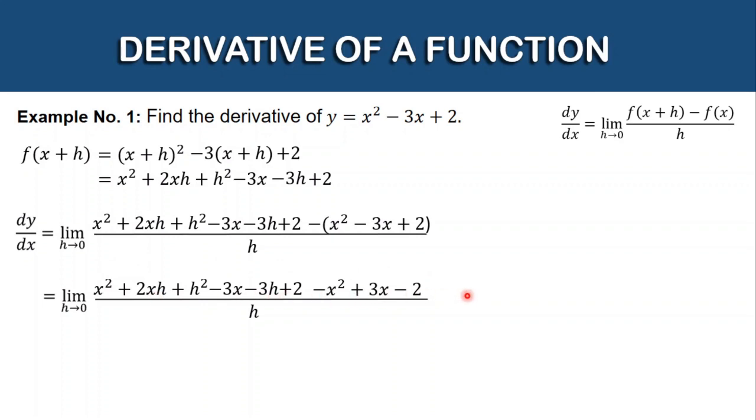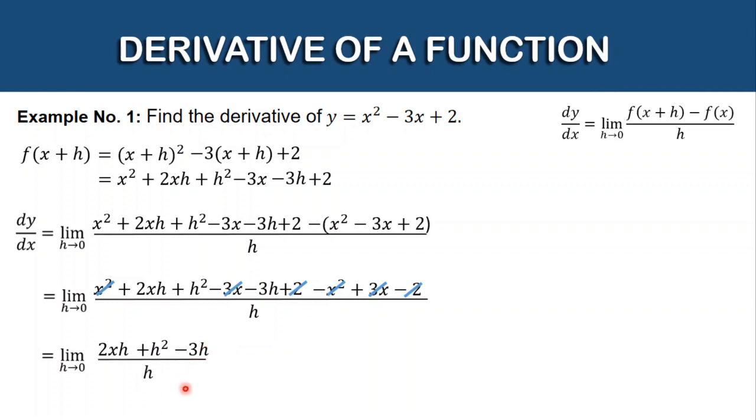So, after distributing the negative 1 dun sa loob ng parenthesis, so dito i-combine natin yung mga like terms. Like x squared and negative x squared. So, pag pinag-combine natin siya, that will become 0 kasi minus. Then, this part, negative 3x tsaka positive 3x. So, 0 na din yan kapag pinag-combine natin. Also, 2 or positive 2 and negative 2. So, 0 na din siya. So, the remaining terms here are this. 2xh plus h squared minus 3h.